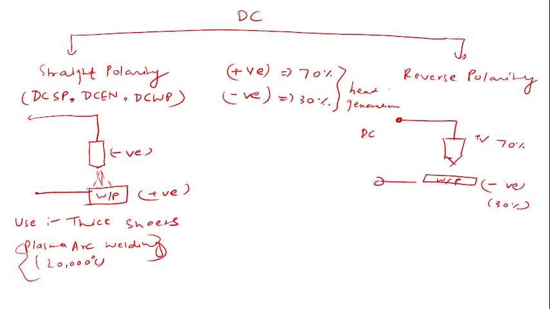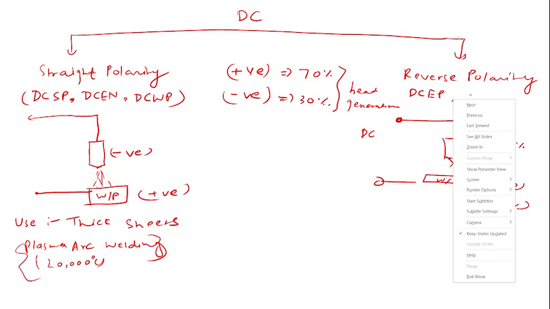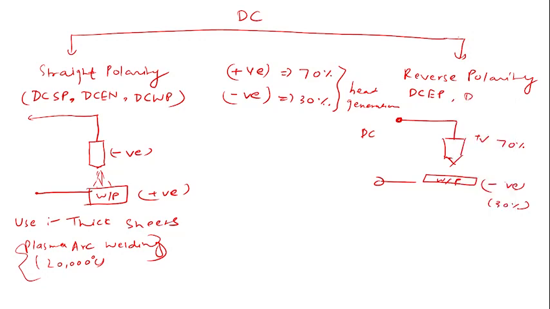So this is also called direct current electrode positive or direct current workpiece negative. One thing that you should remember is that in straight polarity your workpiece will be positive. So you can remember easily for reverse polarity and straight polarity. So what's happening here? Now most of the heat generation will be at the electrode, so there will be less heat generation at the workpiece.